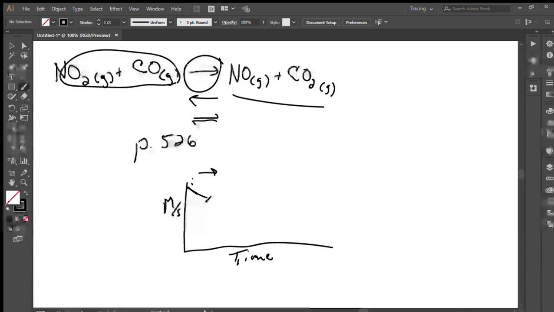Everything will go, and it will start going down as it uses up those reactants. Once you start the forward progress and have products, you're going to start the reverse reaction. The reverse reaction will pick up speed until they meet and reach equilibrium, where the forward and reverse are the same rate. That's when we reach equilibrium, and that's when we get our little double arrow there.